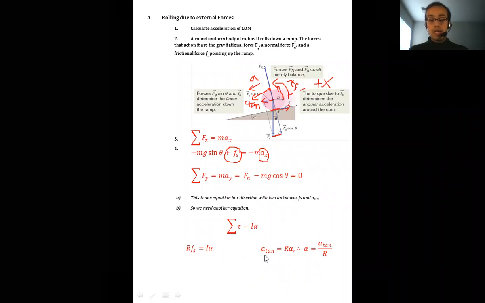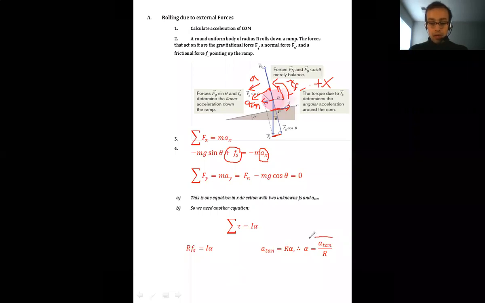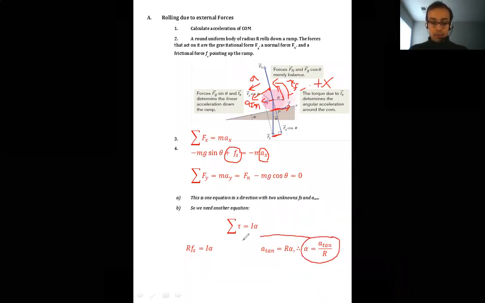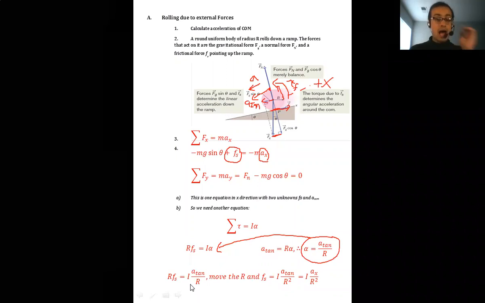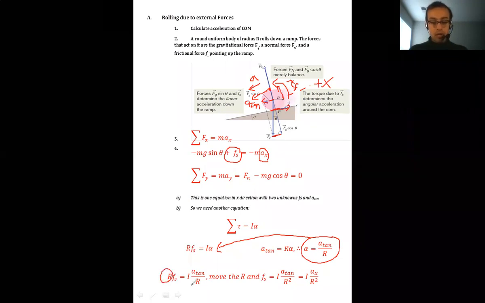So we can say that the A tangential is equal to r times alpha. All right, and that allows us to solve for alpha, that being the angular acceleration, as A tangential over r. Okay, so if we take this guy over here and we plug it in over there, we end up with r f sub s equals I times A tangential over r. And if we move this r, if we take this r and we put it over to this side, we end up with the force of static friction is equal to I, the moment of inertia, times A tangential over r squared. And then what we say is that the tangential acceleration is equal to A sub x.